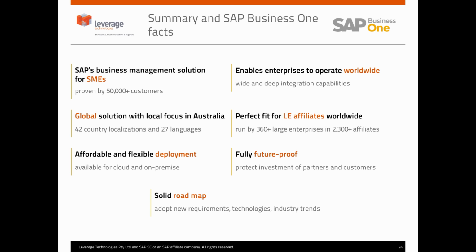If you're a large enterprise company watching this presentation and you're looking for what's called a two-tier deployment, the bigger system in head office and a smaller system in your smaller subsidiaries, SAP Business One is a great fit for that, with more than 360 large enterprises running SAP Business One in more than 2,300 affiliates around the world.